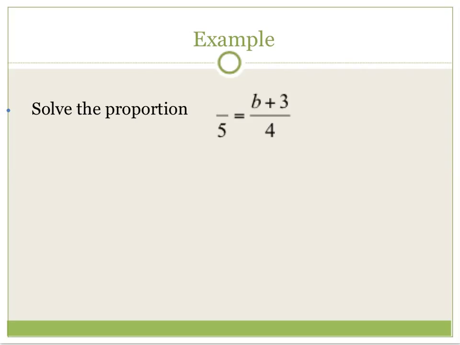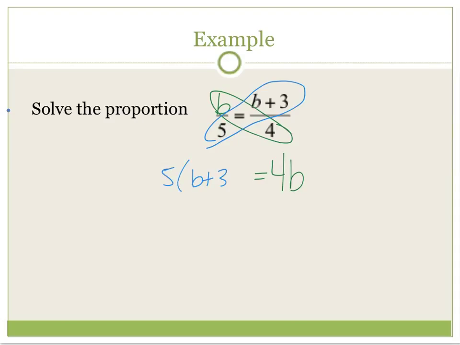Here is a proportion that's a bit more algebraic. If you look, we have one variable already, and then we have an unknown here. Well, that unknown we're going to also label b, and we'll use our cross products. Here we have b times 4, which is 4b. And then we have the right side, which is 5 times the sum of b plus 3.